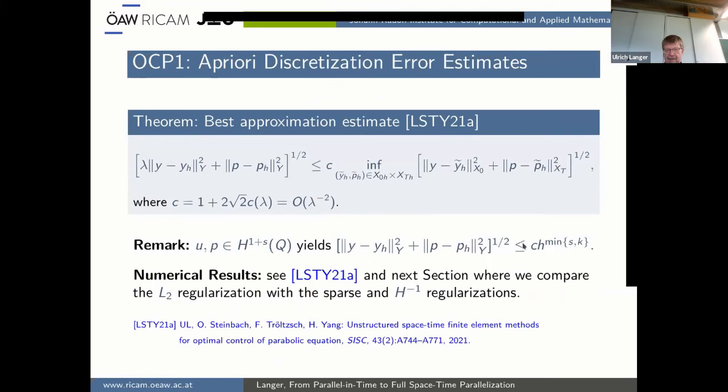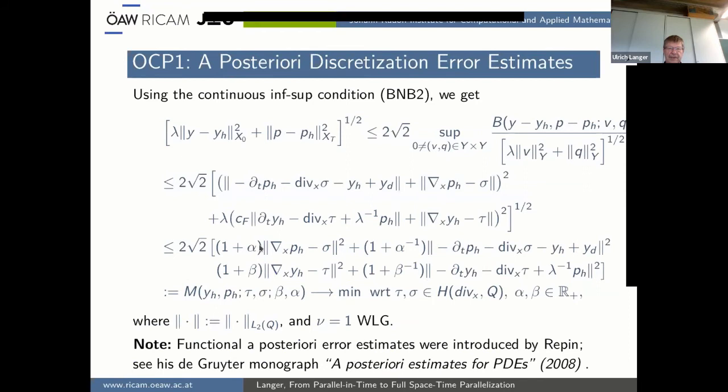Okay, a posteriori discretization error estimate. I used this inf-sup condition in order to derive this a posteriori functional type approximation that really gives a reliable estimate with a constant here. And again, you have to reconstruct the fluxes because the gradients are not in the H-div space. So we did this.